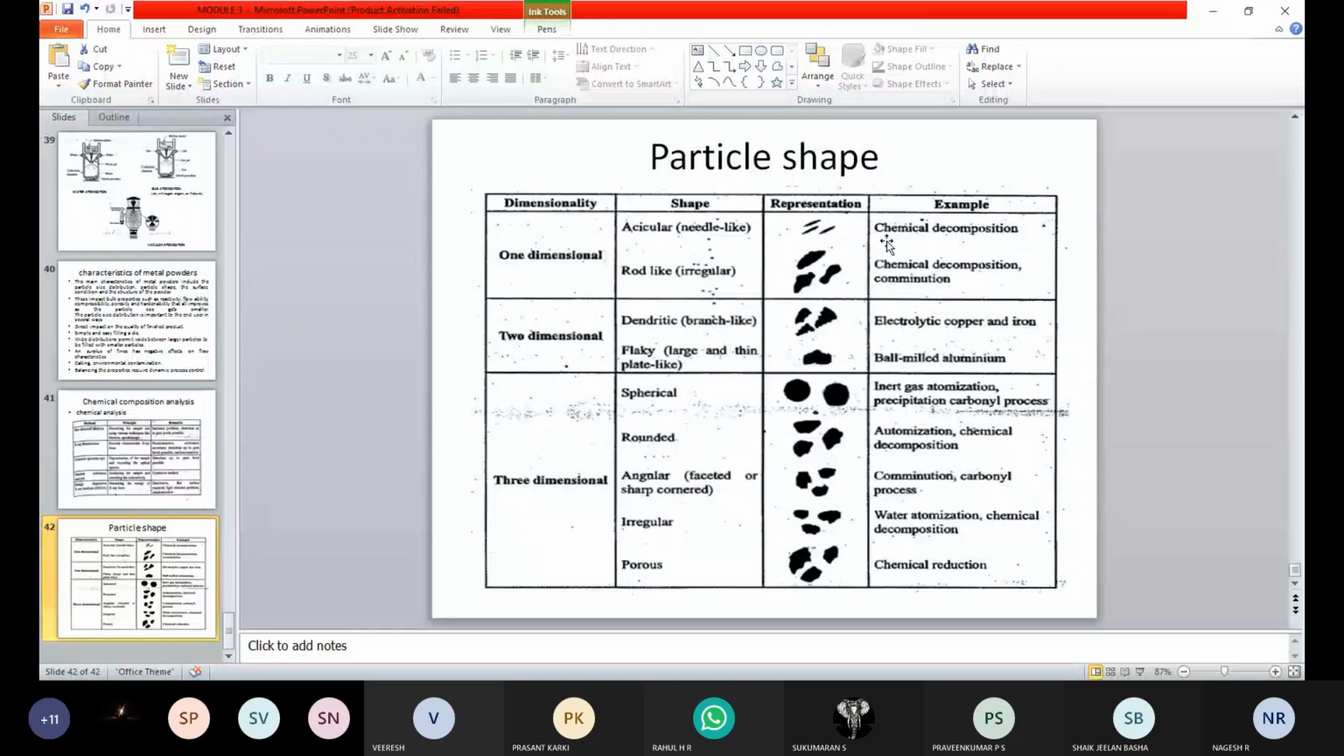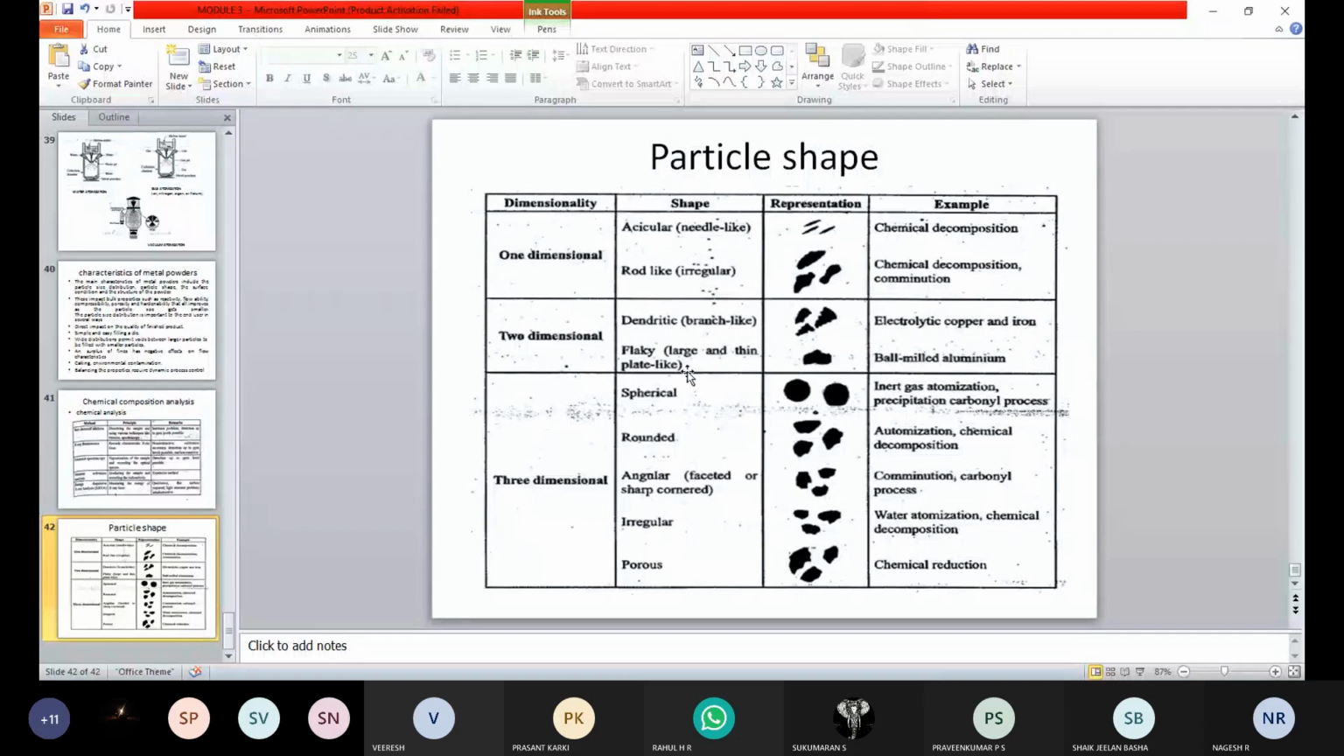Here it is a needle-like structure, where chemical decomposition is involved. Then a rod-like structure, and an irregular structure. Then also branch-like structures, which represent electrolytic copper and iron. These types of structure can be obtained by using the electrolysis process of copper and iron. Then we get this branch-like structure.